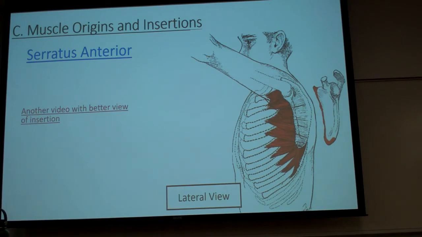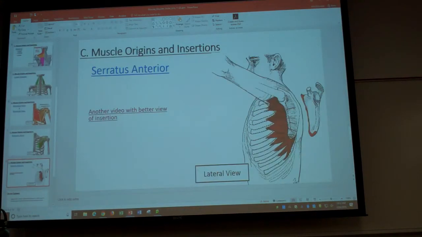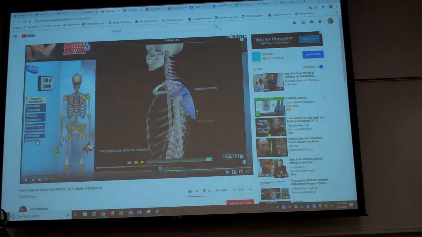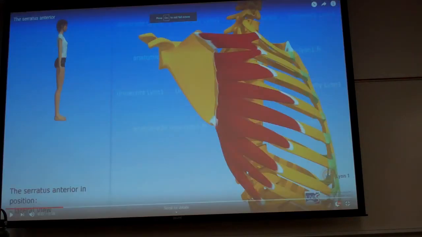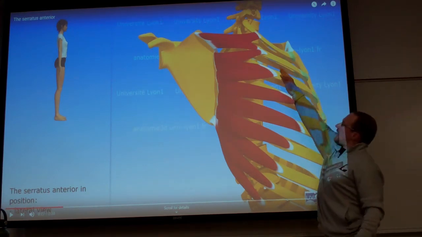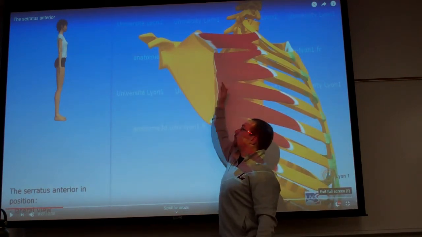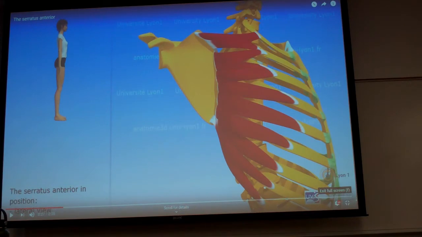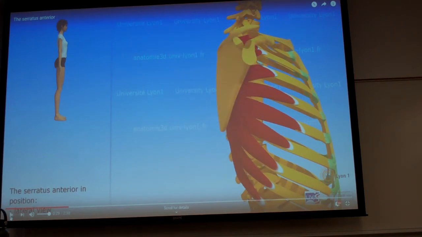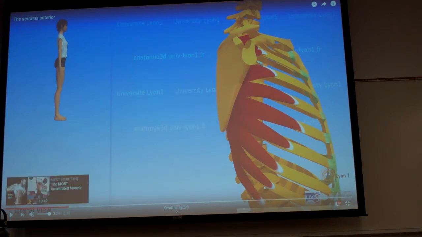So let's take a look at this picture. It will make a little bit more sense. Notice right here, again, we've got our first 9 ribs for origin. Insertion, this is the medial border, the vertebral border there. And what that scapula does is it lies on top of the serratus anterior. So see how that works. Okay, so it's lying on top of the serratus anterior.